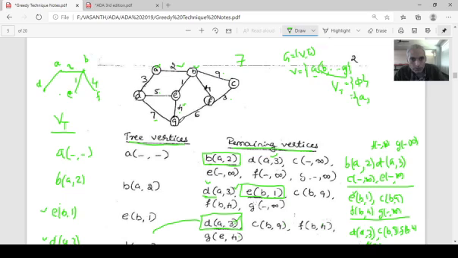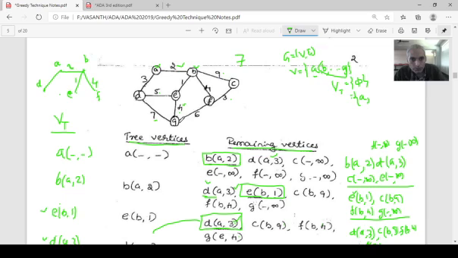Now you add that also to this tree. So add that also to your tree, right? So now you get a null set here. So you can stop your algorithm. So you are going to add G, that is from E to G with a cost of 4.